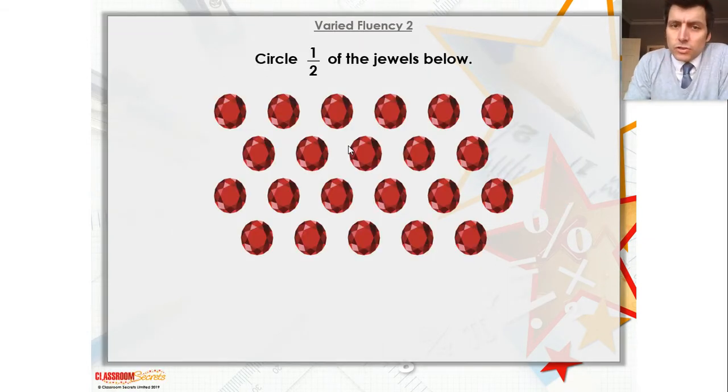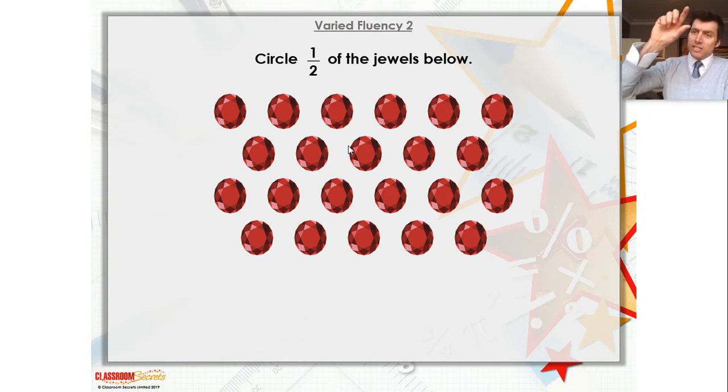Here we've got half of the jewel. Now, when we represent half as a fraction, we have 1 as our numerator, our number on top, and 2 as our denominator, our number on the bottom. That's because we've got 2 equal parts, and we're only looking for one of them. We're looking for one of our 2 equal parts.